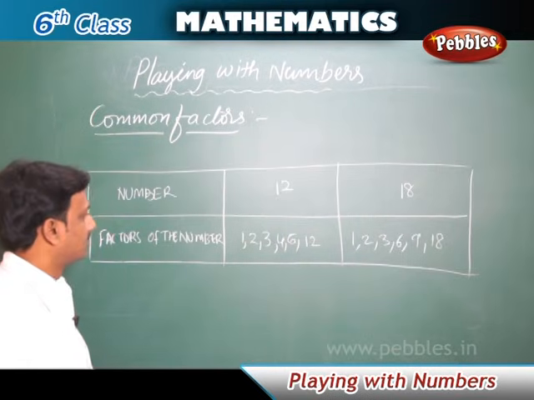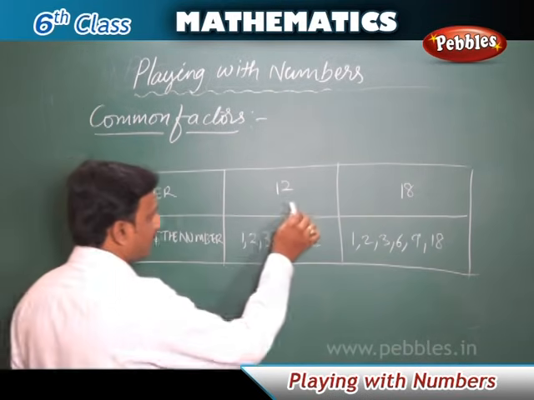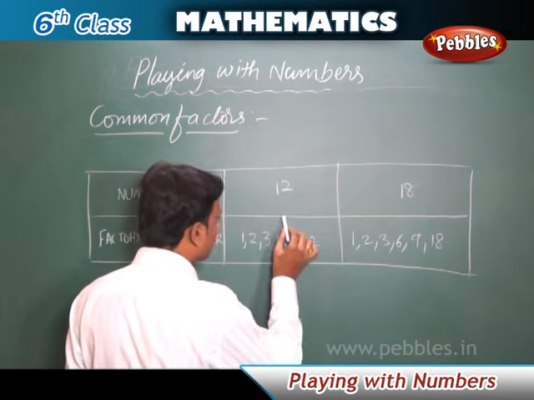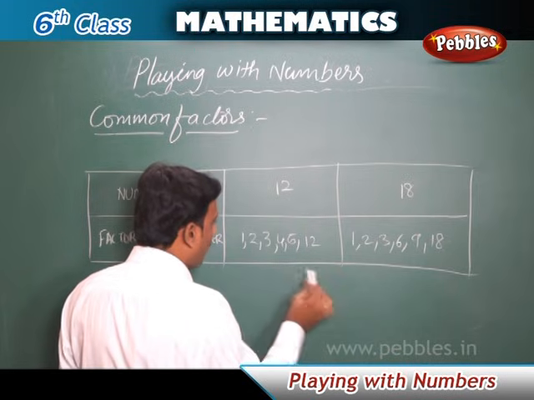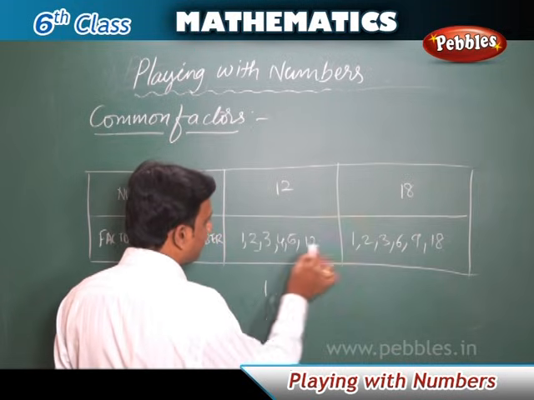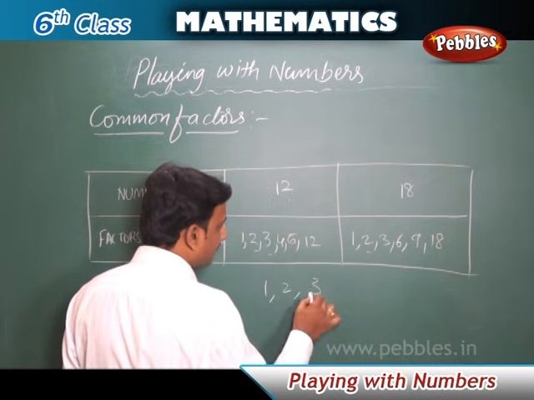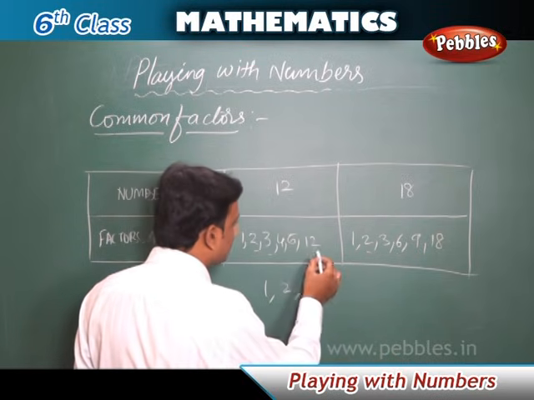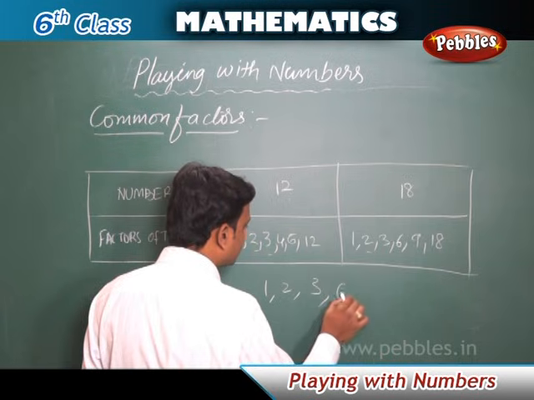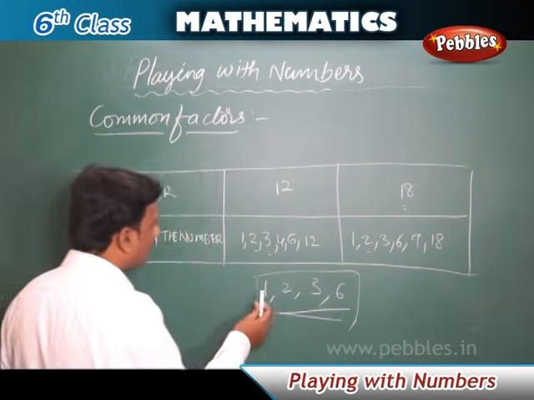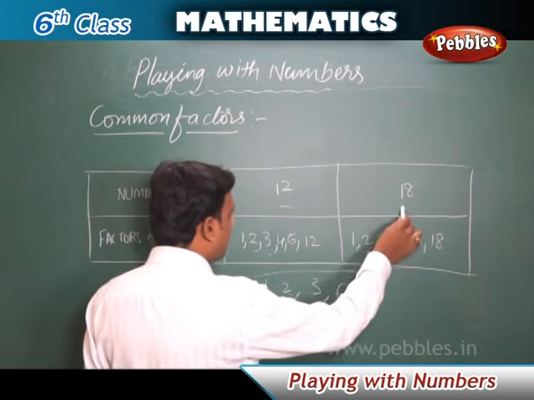Common factors. Here we have the numbers 12 and 18. Let us see their factors. If you observe the factors of 12 and 18, among these factors, some factors are common, say 1, 2, 3 and 6. So here 1, 2, 3, 6 are common factors for both 12 and 18.